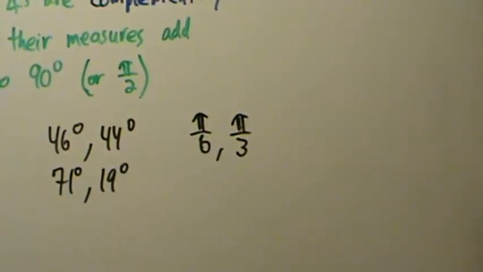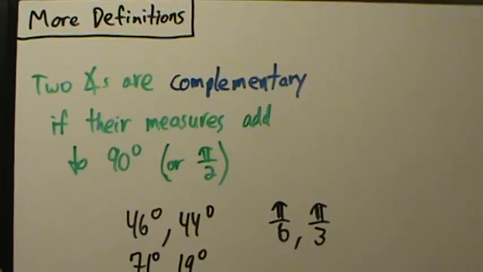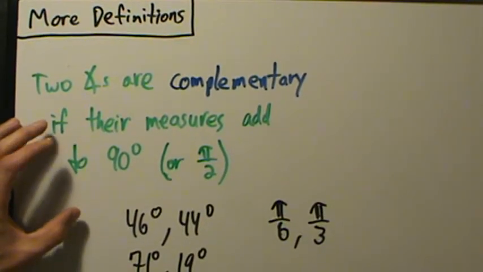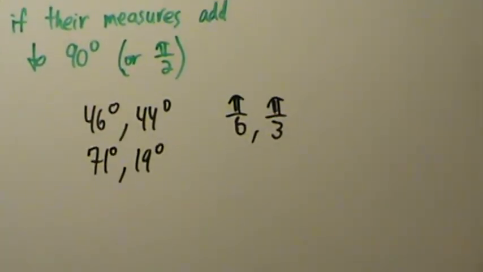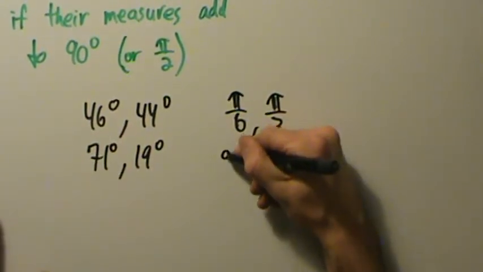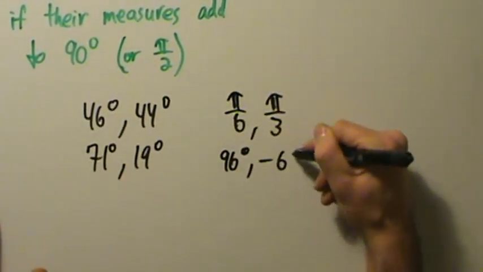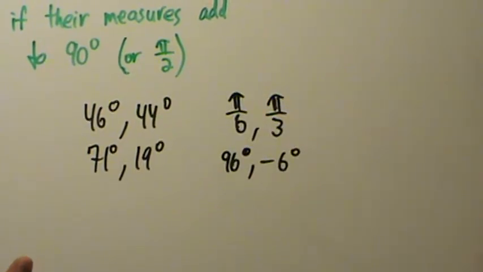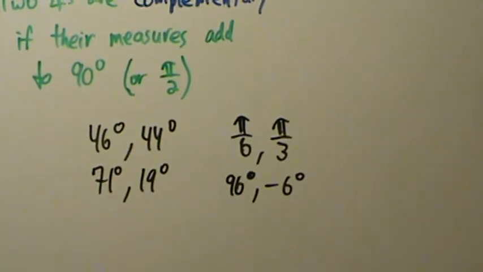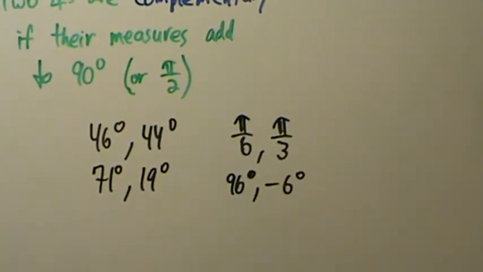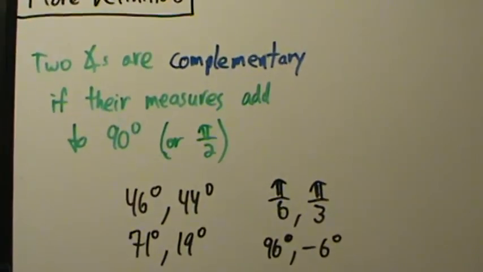And another example, you've got to be careful here. Some people require angles to be positive to talk about them being complementary. In other words, they can only be acute. So you'll have two positive angles that are complementary. But if you don't have that restriction, then you could also say something like 96 degrees and -6 degrees. But I think a lot of people do make the restriction that the angles have to be positive. I just want to point out this example in case you don't have that restriction. It just depends on who you talk to. But anyway, that's complementary.